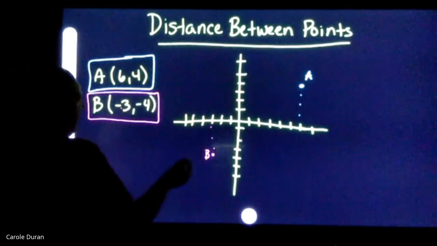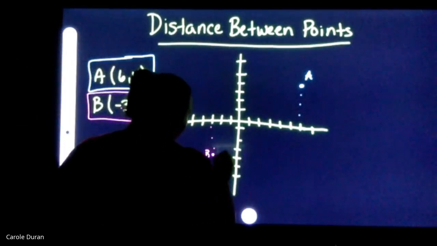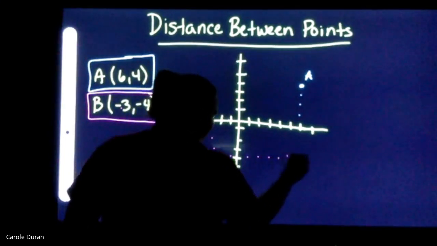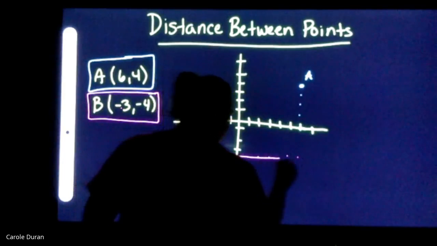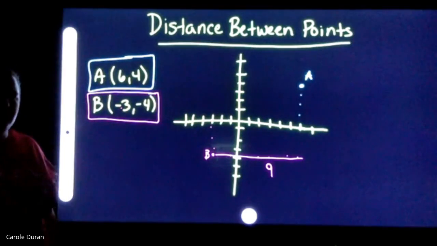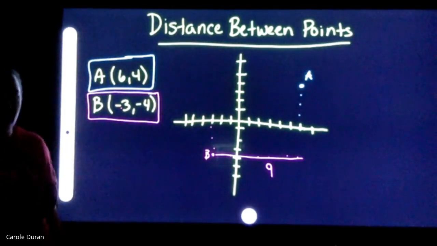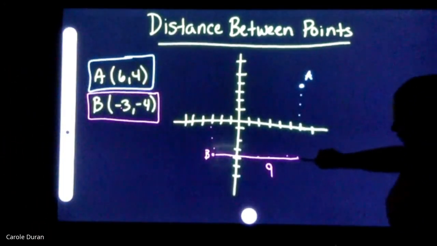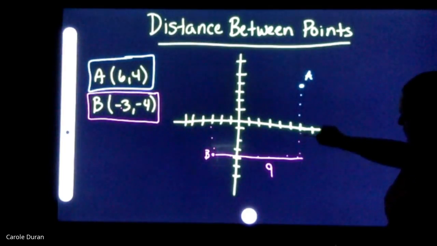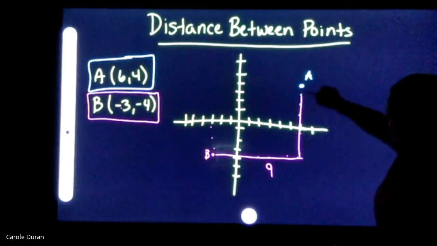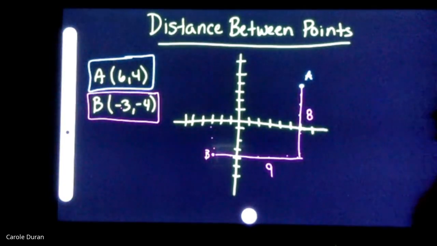So from point B to point A, if I would like to travel that direction, I would have to go 1, 2, 3, 4, 5, 6, 7, 8, 9 blocks to the right from point B to get in line with point A. And then I'm going to count my vertical distance. So from y equals -4, which is where I came out, I'm going to go up 1, 2, 3, 4, 5, 6, 7, 8. So then my vertical distance here is 8.